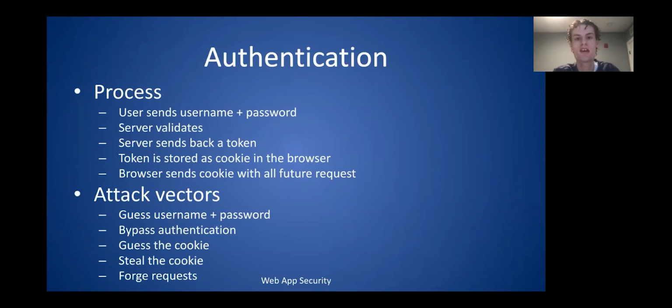So there are a few places in this process where we might be able to gain access to a user's account. First, we might be able to guess the username-password pair, either by guessing common passwords or brute forcing them. We might be able to bypass the authentication by tricking the server into validating the wrong username-password pair. We might be able to guess the cookie directly, or perhaps we can steal the cookie from the user in some other way. And finally, we might be able to force requests so that the user's browser sends the cookie, even though the real user isn't making the request.